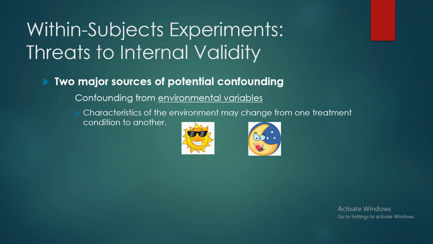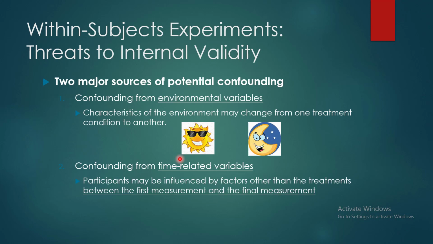became a confounding variable. The other major source we're going to talk about are time-related variables, and there are a number of different time-related variables that we're going to discuss. Now, the idea here is that something other than the treatments occurs between the first measurement and the final measurement that influences the outcome of the experiment, or that dependent variable. So there's something, whether it's a pre and post measurement, whether it's time 1, 2, and 3, that something between those 2 measurements influenced that dependent variable.